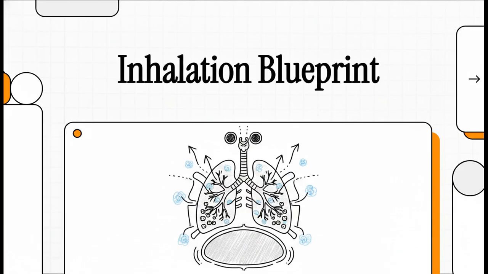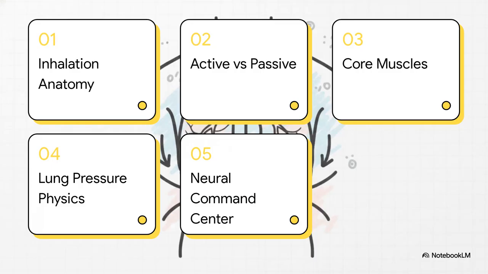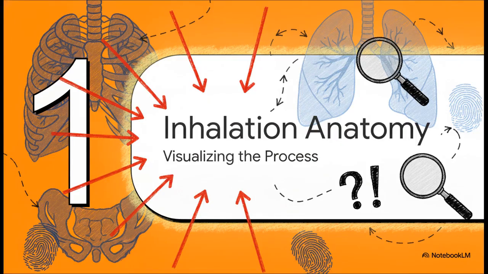Using a remarkably detailed blueprint as our guide, we're going to unpack exactly how you breathe. Okay, so here's our roadmap for today. We're going to look at the anatomy of an inhalation, figure out if it's an active or passive process, identify the core breathing muscles, dive into the physics of lung pressure, and finally decode the neural command center. Let's jump right in. All right, part 1, anatomy of an inhalation.